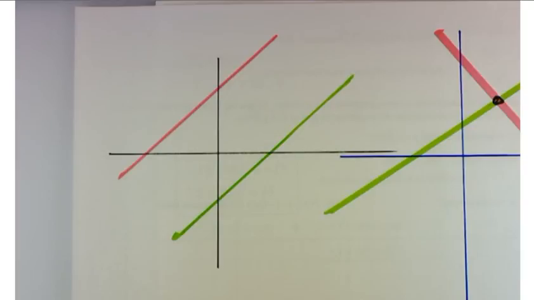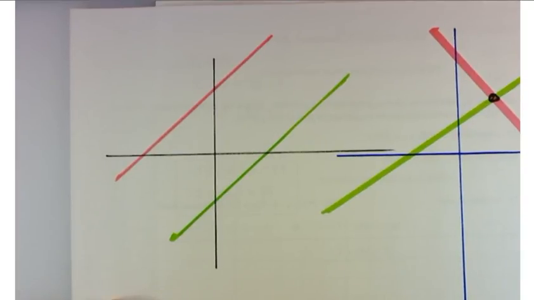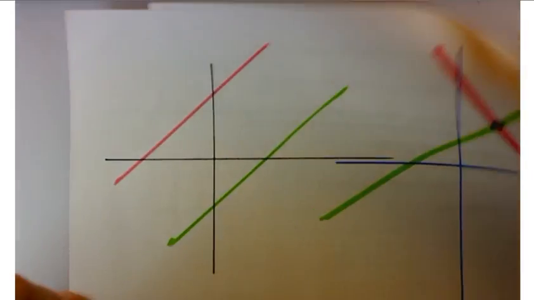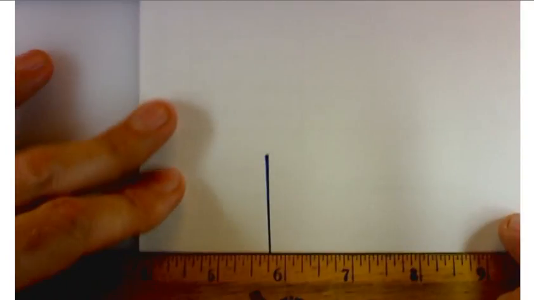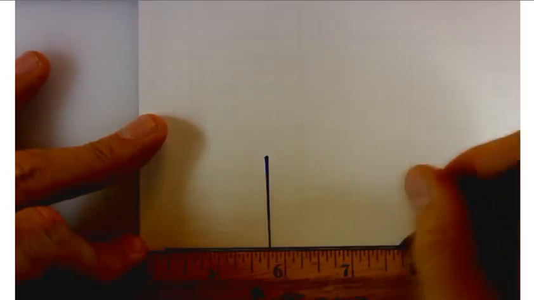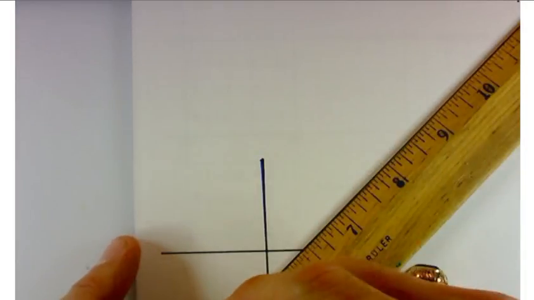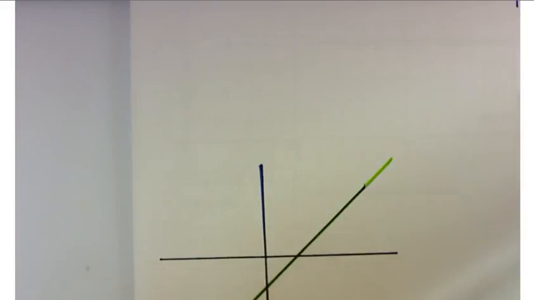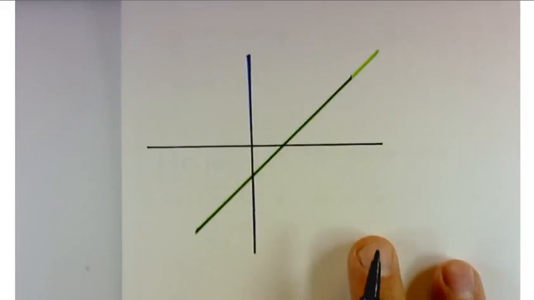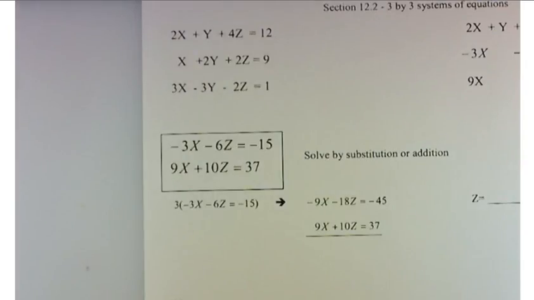There was actually one last case that we could deal with. Very good. Dependent and consistent. So what's happening there is you have two equations that really represent the same line. So say the first line and the second line, one right on top of the other. So there's an infinite number of solutions. That's the dependent and consistent case.